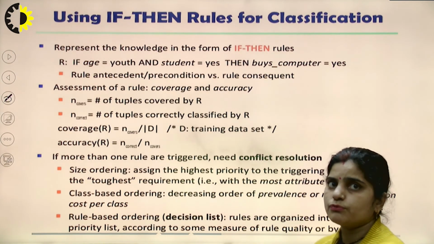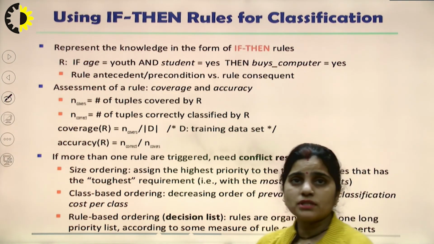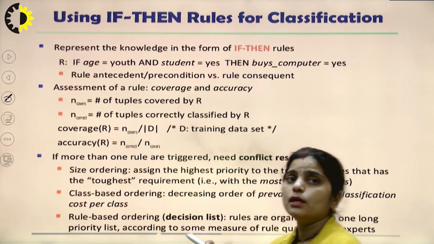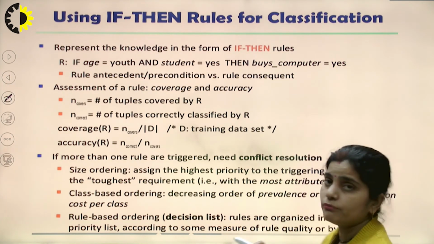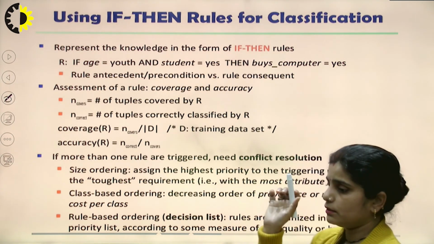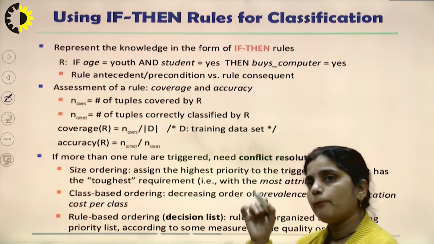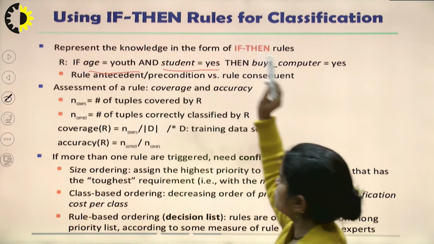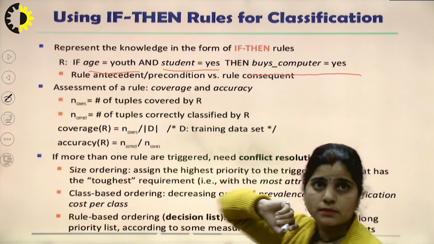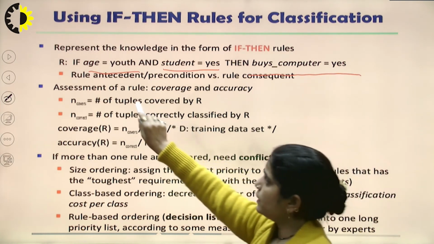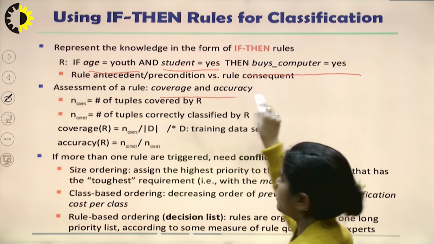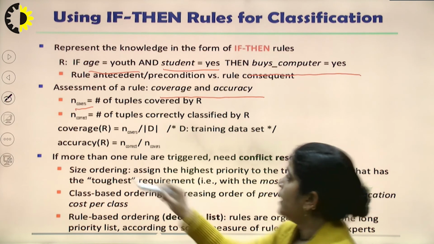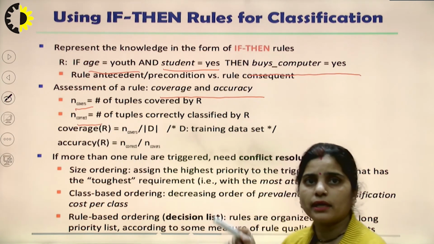Now, using if-then rules for classification. Just like from the given table we can draw a decision tree, we can also represent the knowledge in the form of if-then rules. Here, the rule is from the decision tree or from the above mentioned table. The rule we formed here is: if age is equal to youth and student is equal to yes, then buys computer is yes. The rule has an assessment: coverage and accuracy. N covers defines the coverage of the rule, and N correct defines the accuracy or correctness of a rule.